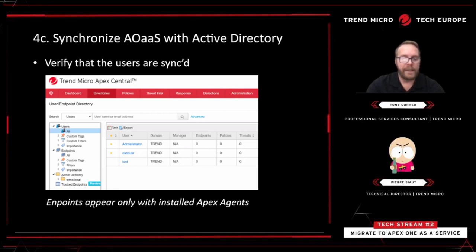This has sometimes been a question, why it cannot see the endpoints in the listing here. This is just a note that those will appear there when you install the Apex One agent on the endpoint, then it can be seen here. And it will then enhance the information using this Active Directory synchronization when it lists the endpoint.